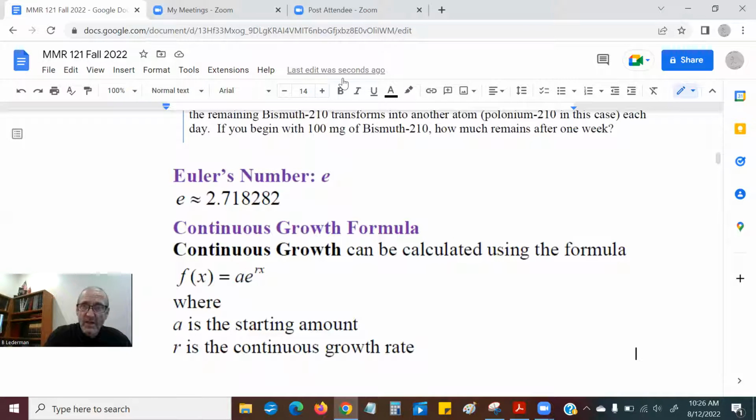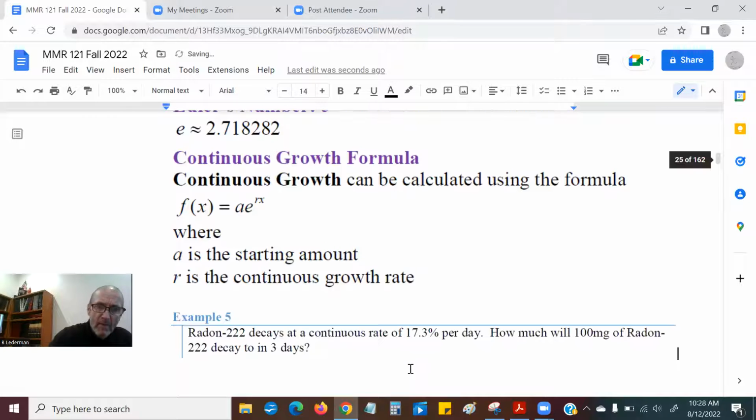So let's look at a nice little example. Radon 222 decays at a continuous rate of 17.3% per day. How much will 100 milligrams of radon 222 decay to in 3 days? Now it says continuous, so we're going to use the continuous formula.